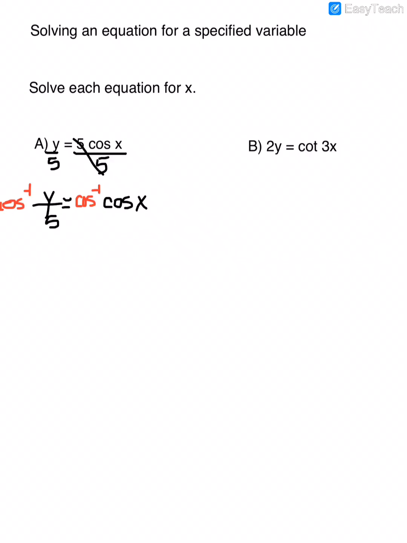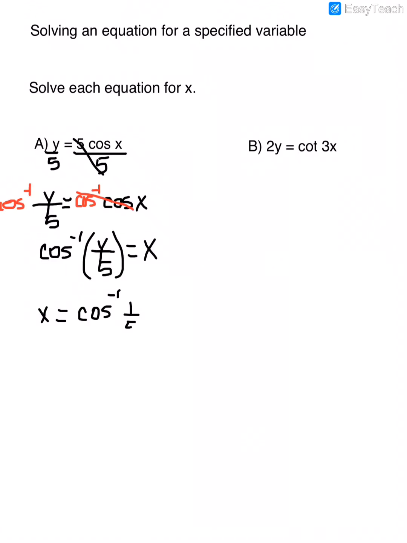And cosine inverse and cosine just cancel each other out. So now we have cosine inverse of y over 5 equals x. That's our goal, to get x by itself. We can either write it like this, or another way this could be written is x is equal to cosine inverse of 1/5 y. Either notation for the cosine inverse would be acceptable.